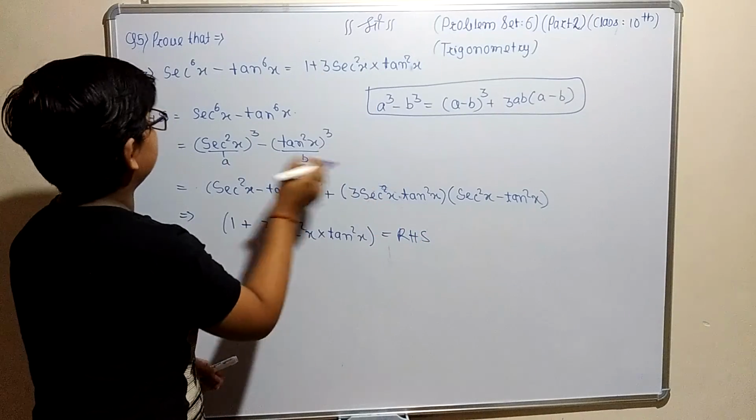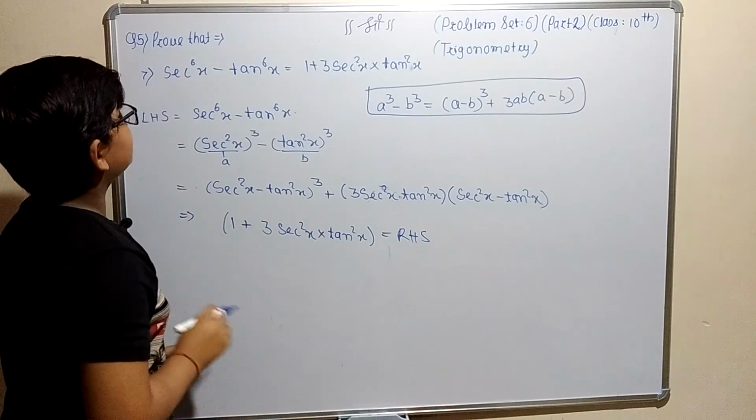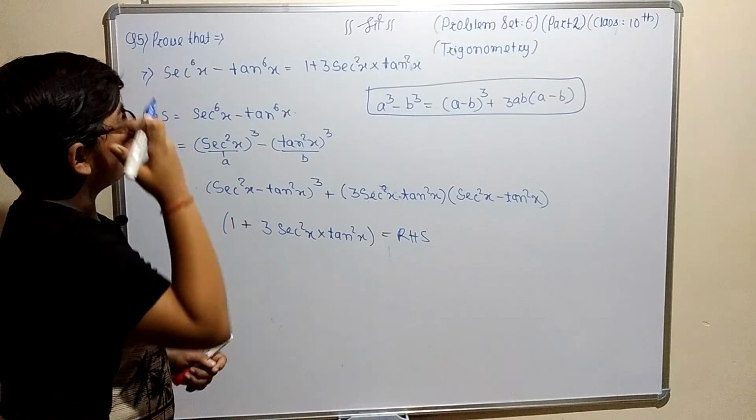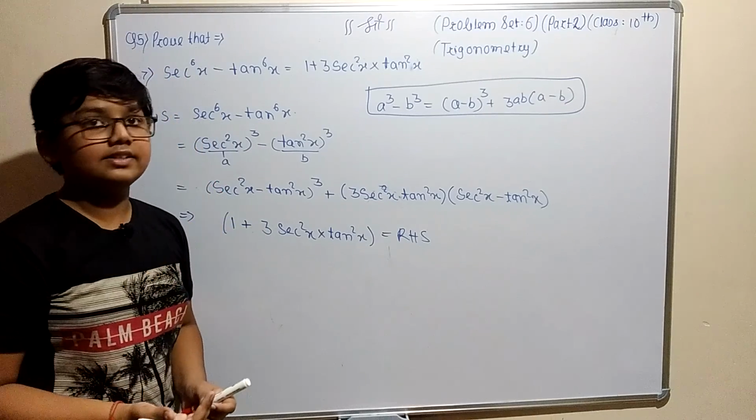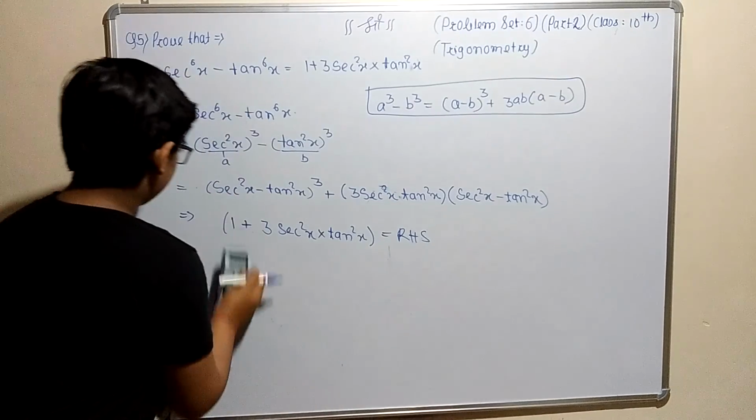We can prove this question also, that sec raised to the power of 6x minus tan raised to the power of 6x is equal to 1 plus 3 sec squared x into tan squared x. Now we will go to our next question.